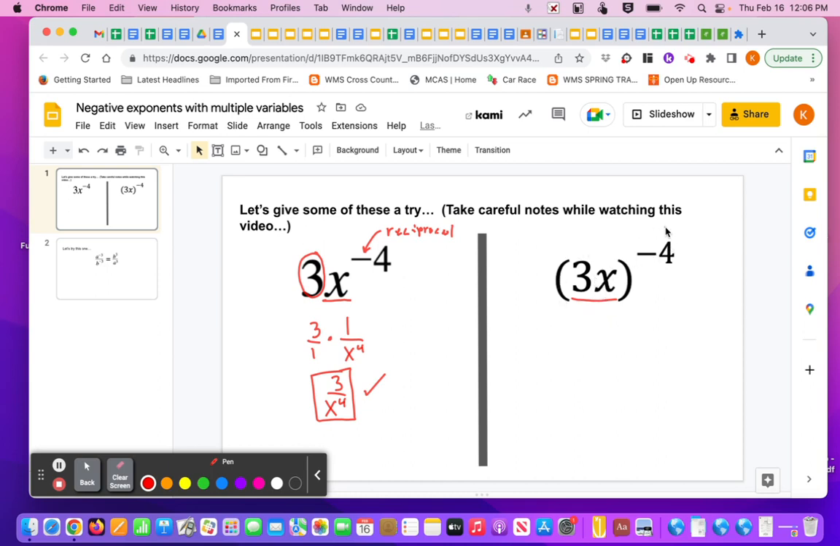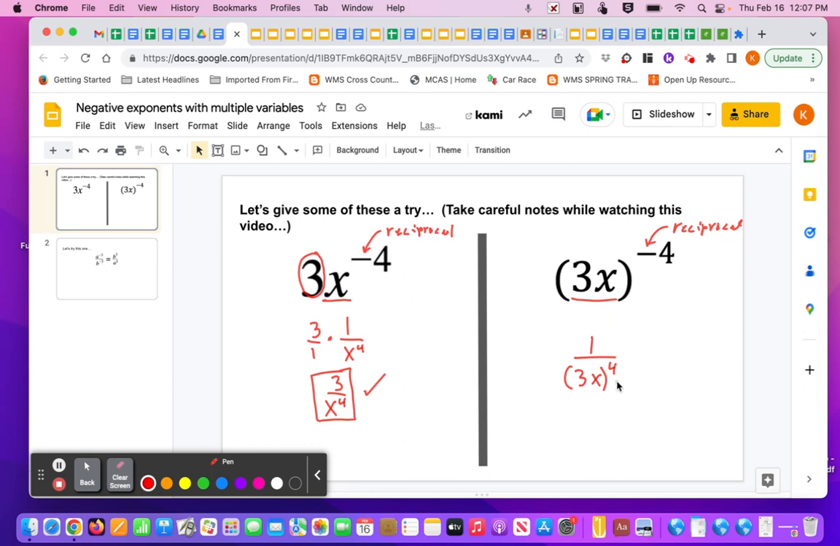This means, again, the negative exponent means I want the reciprocal. So I am taking the reciprocal of 3x to the fourth power. Well, if I do the reciprocal of 3x to the fourth power, that is 1 over 3x to the fourth power. Now, it's very important to include the parentheses. You have to include those parentheses.